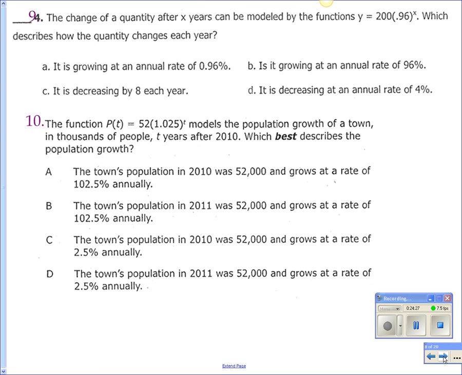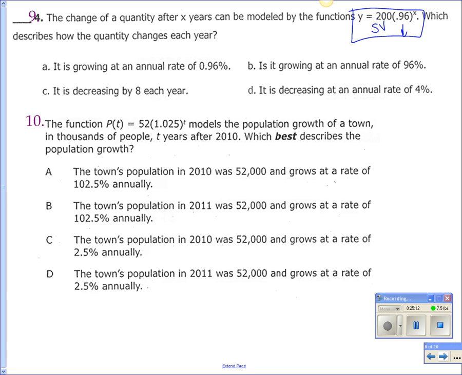The change of a quantity after x years can be modeled by the function y equals 200 times 0.96 to the x, which describes how the quantity changes each year. Okay. Andrew, what do I need to do with that 0.96? And what do I do with it in my calculator? I type in 0.96. What else? Minus 1. So 200 is my starting value, so I don't have to do anything with it, but I'm going to type in 0.96 minus 1. Everybody do that. Type it in.